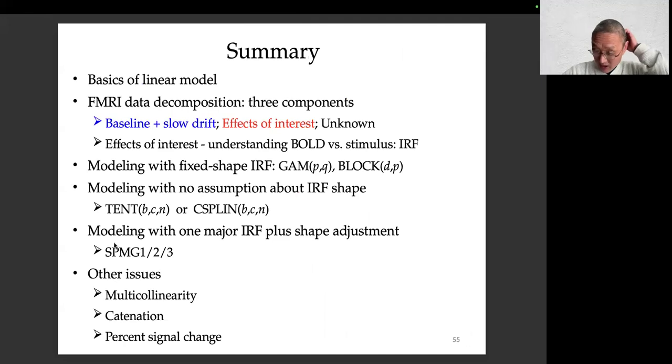So with that, I want to wrap up this session on individual level fMRI data analysis. I think this basically summarizes what I talked about. So I want to stop here.